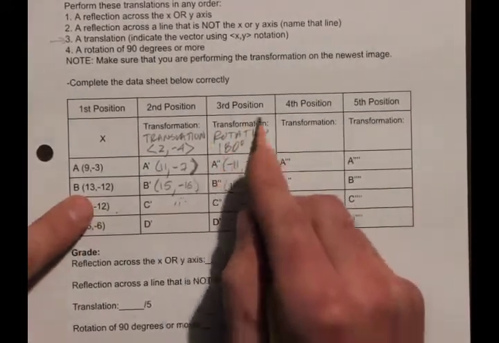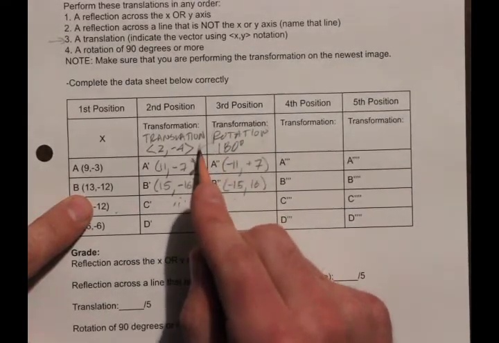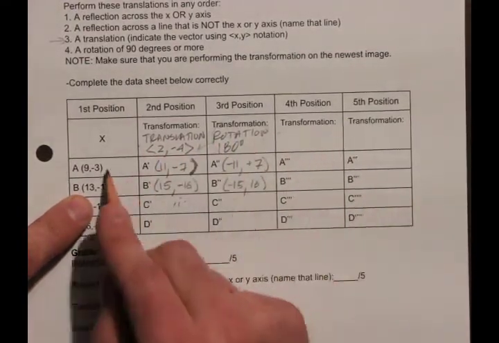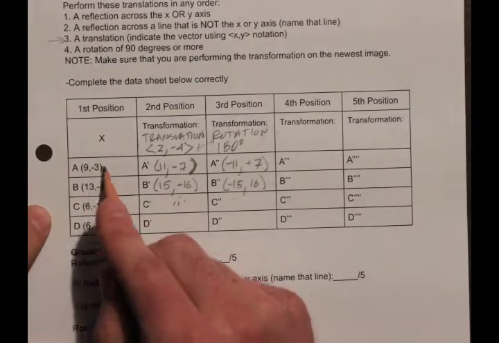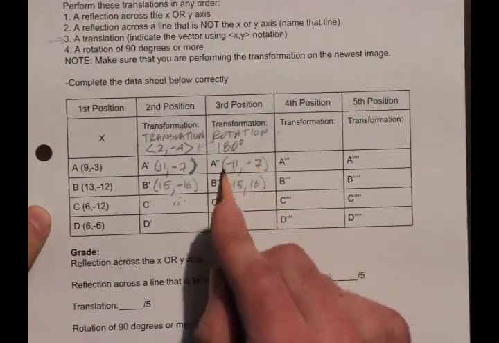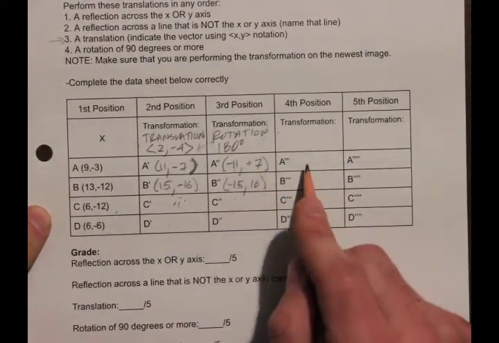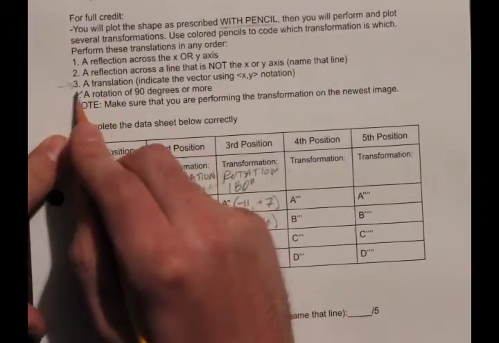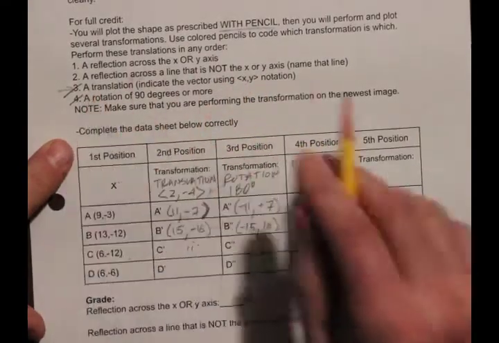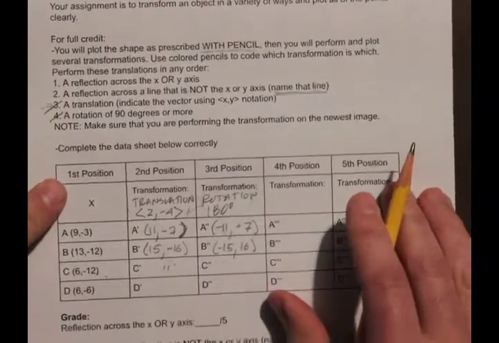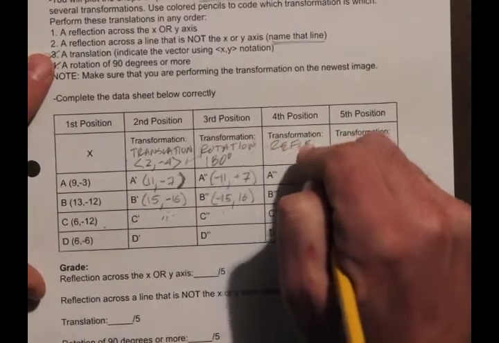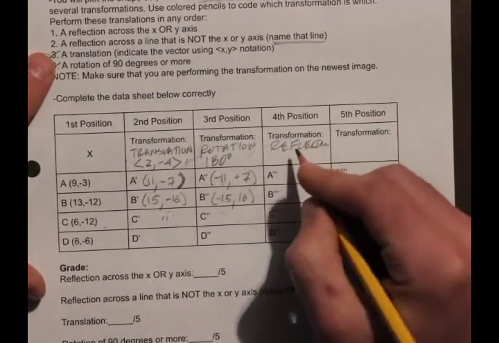And you're doing this transformation on the previous transformation. So you're not just doing a different transformation on this same pre-image. This becomes the new pre-image for this one. This is the image. Then for this one, you do the transformation from the 3rd position. Now we're in the 4th position. I've done a rotation. I've done a translation, a reflection, not on the x-axis or the y-axis. Name that line. So I'm going to do a reflection. And then I'm going to name the line.